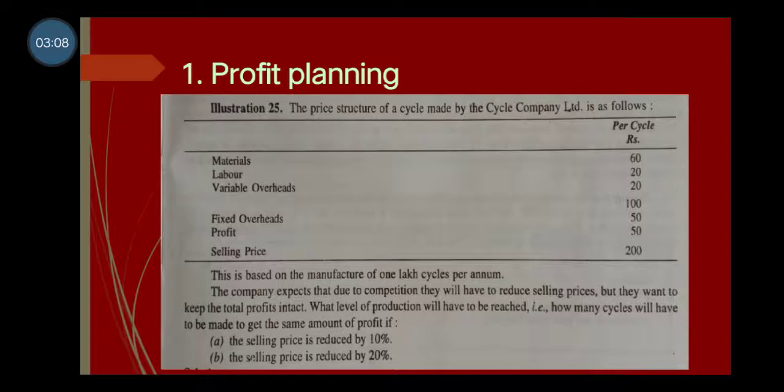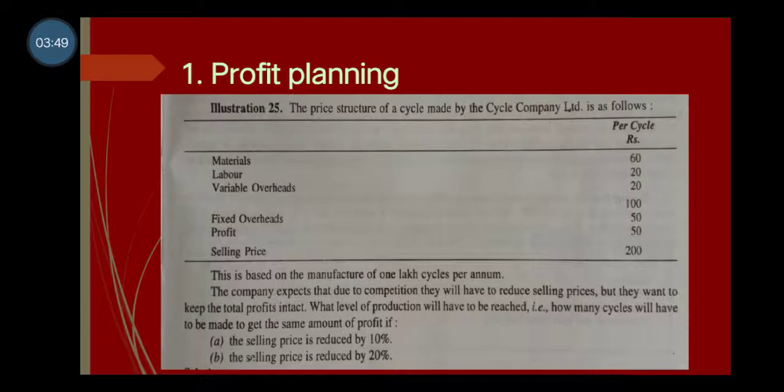This is based on the manufacture of 1 lakh cycles per annum, meaning the company is manufacturing 1 lakh cycles per annum. The company expects that due to the competition they will have to reduce selling prices, but they want to keep the total profits intact. What level of production will have to be reached? That is, how many cycles will have to be made to get the same amount of profit if the selling price is reduced by 10% and if the selling price is reduced by 20%. That is the question. The question is clear to you.